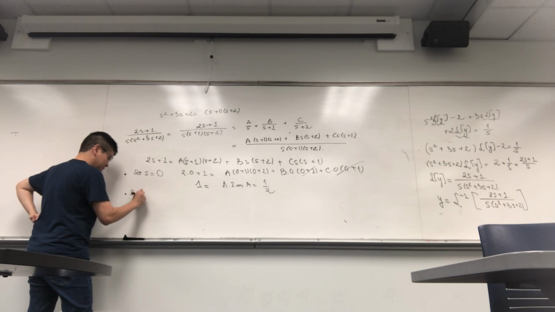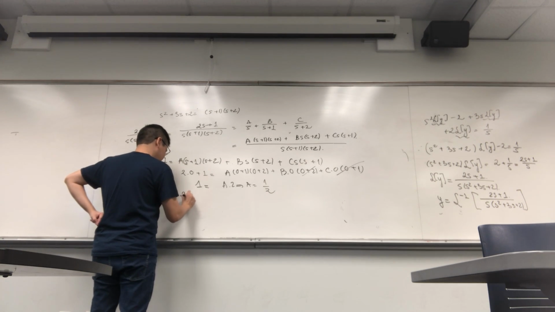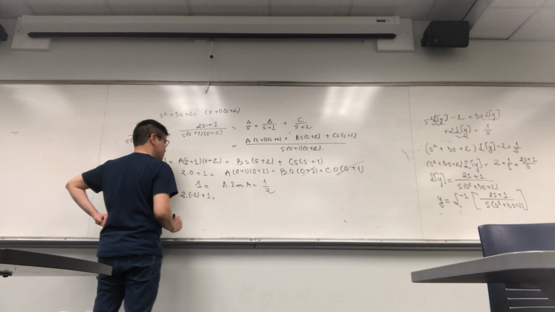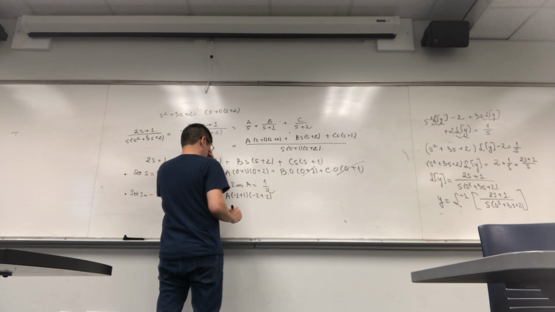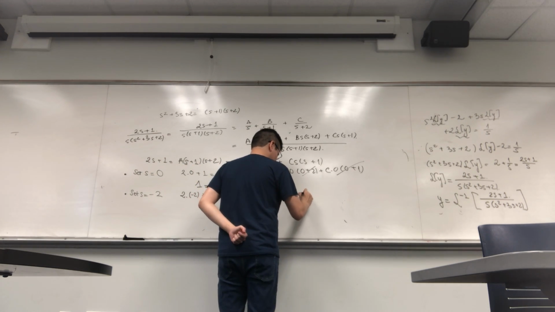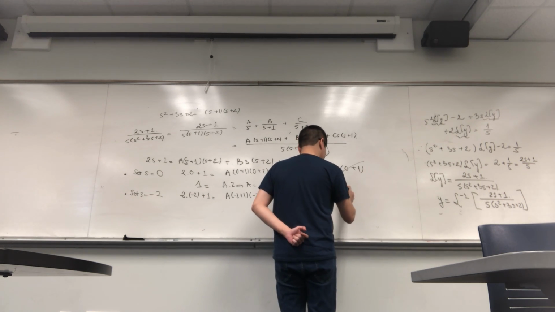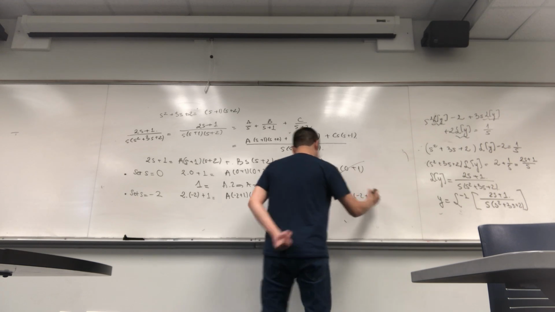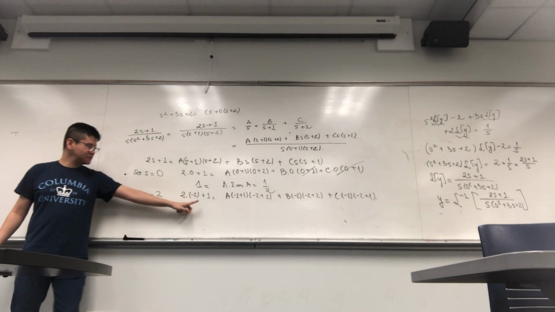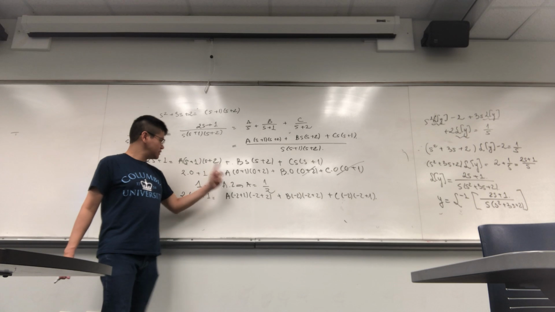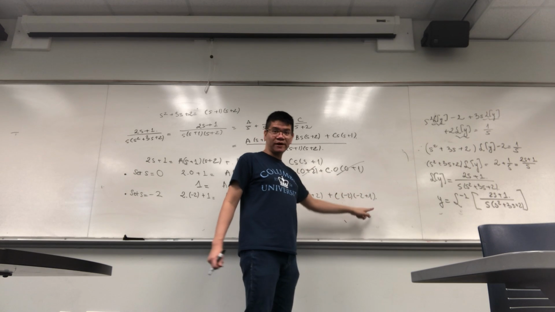So now you said s is minus 2. So I have 2 times minus 2 plus 1 is equal to A times minus 2 plus 1, minus 2 plus 2, plus B times minus 2, minus 2 plus 2, plus C times minus 2, minus 2 plus 1. So the next step is to replace s to be minus 2. Then you have 2 times minus 2 plus 1, A times minus 2 plus 1, this is minus 2 plus 2, this is minus 2, minus 2 plus 2, this is minus 2, minus 2 plus 1.